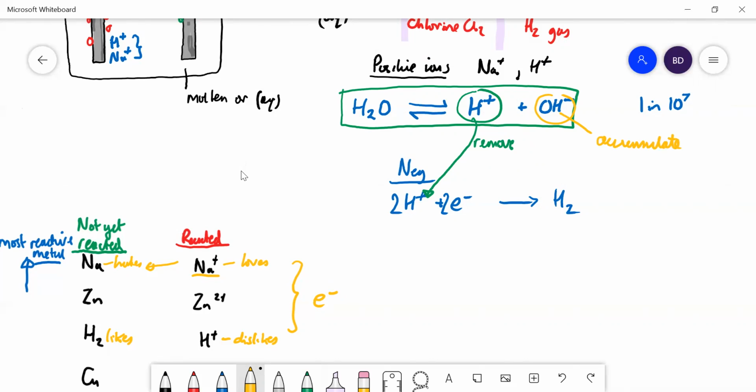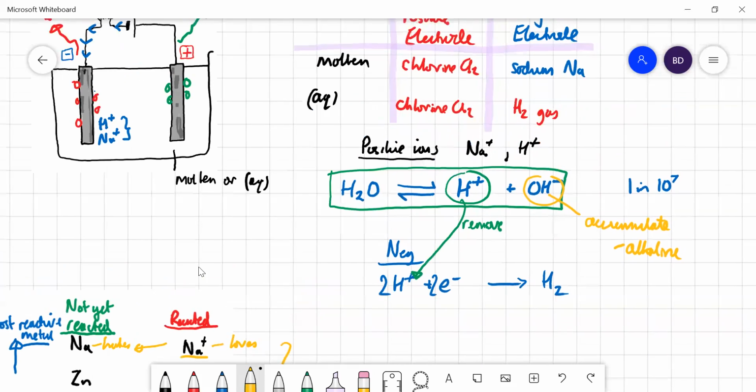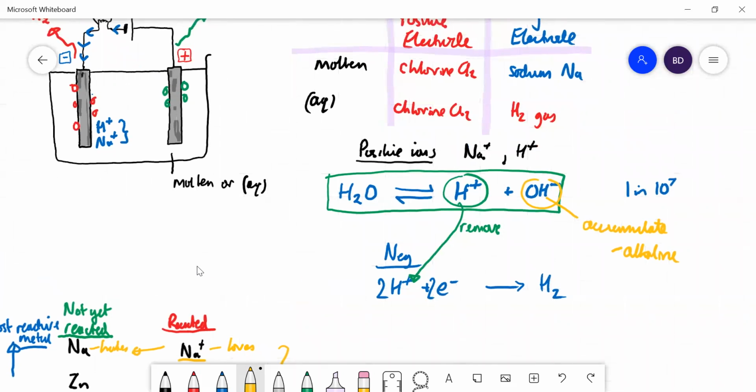And if you remember, if you've got hydroxide ions in solution, that will make the solution alkaline. So the sodium chloride solution, when you electrolyze it, becomes alkaline. So we get three things happening there. We get chlorine gas given off at the positive electrode. We get hydrogen gas given off at the negative electrode. And this solution essentially turns into sodium hydroxide solution. Let's just see why that is.